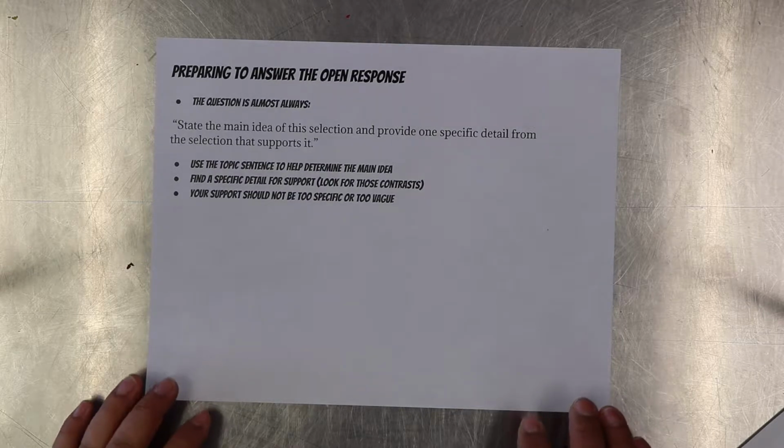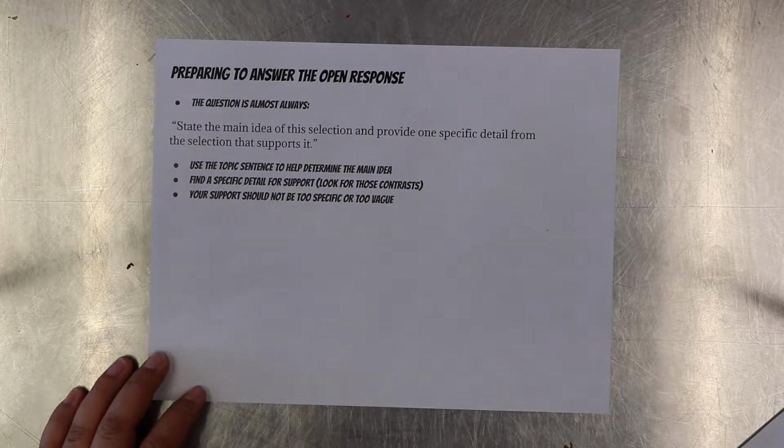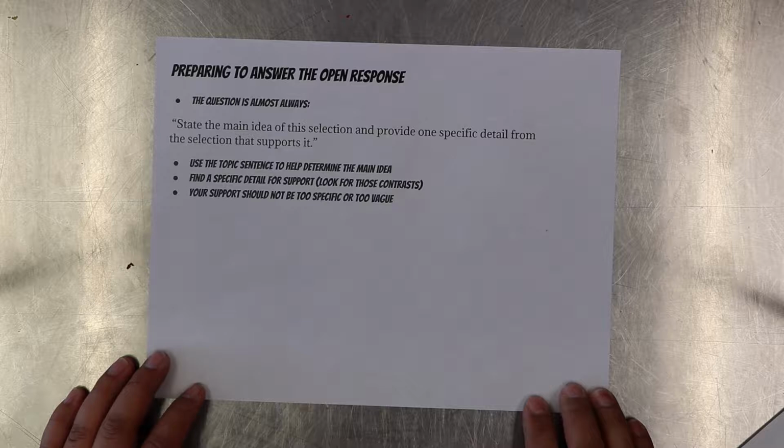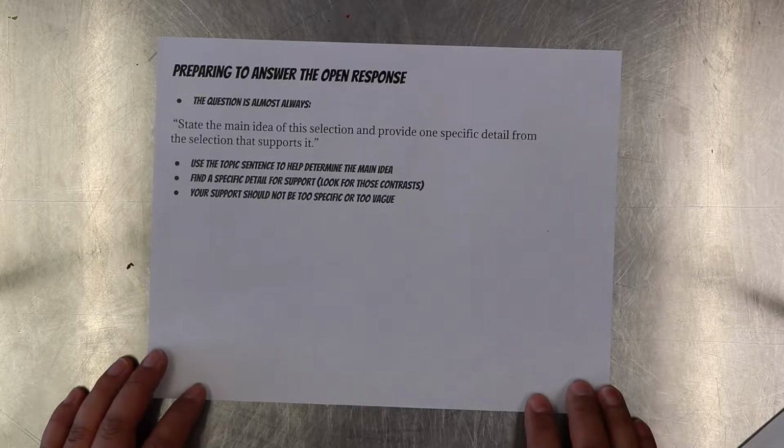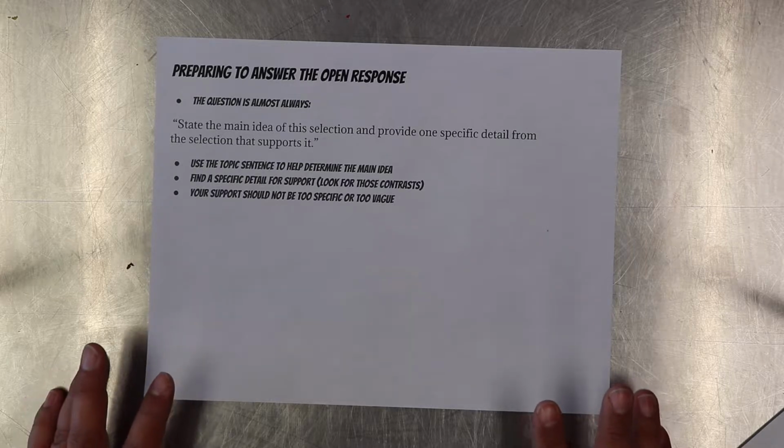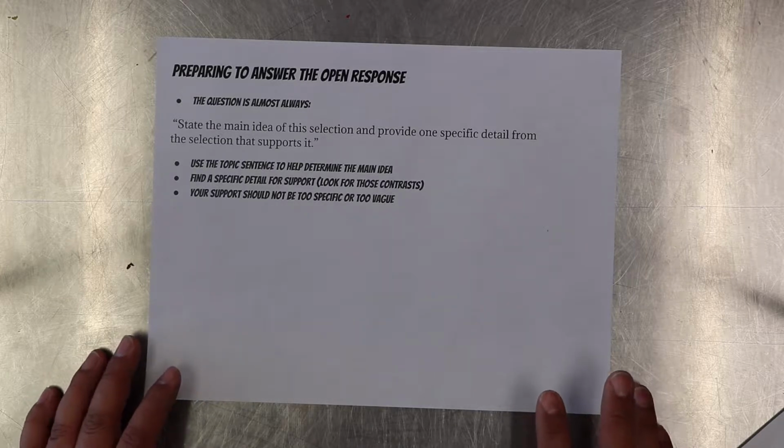All right, now we're going to talk about preparing to answer the open response question. For this particular section, the open response prompt is almost always state the main idea of this selection and provide one specific detail from the selection that supports it. This has been the question for the information paragraph for many years, and it's unlikely that it will change for this year's test. And even if they do change it, they'll probably rearrange some of the words, but the sentiment is probably going to be the same.